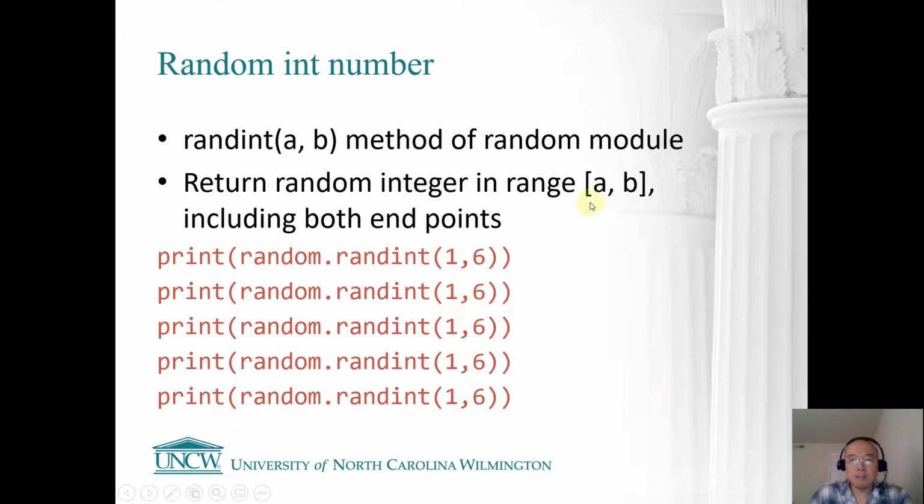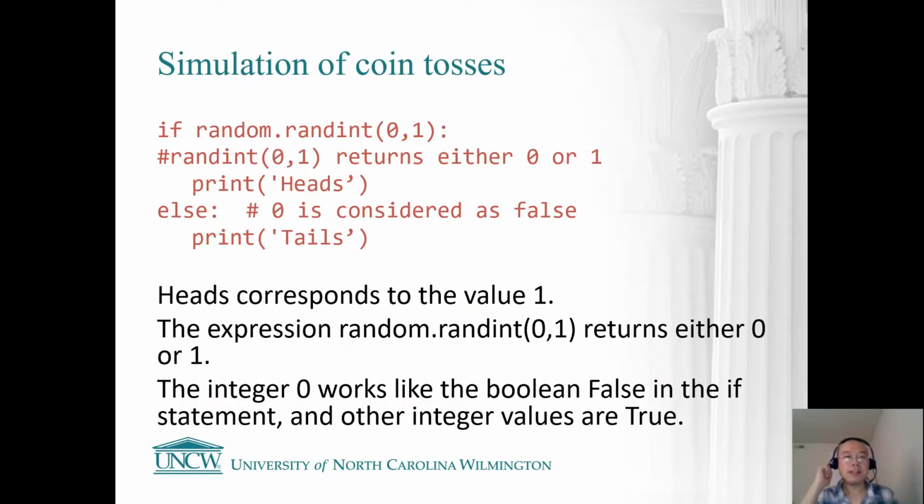And by the way, pay attention to this notation. If I'm using the square brackets of the A and B, this means that it is a range with the upper bound and the lower bound both included. Okay? And here is an example.